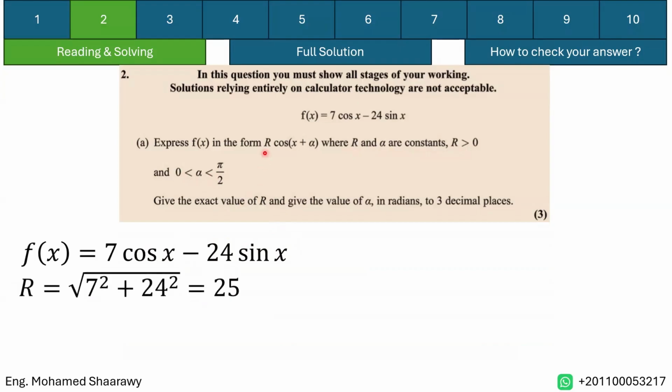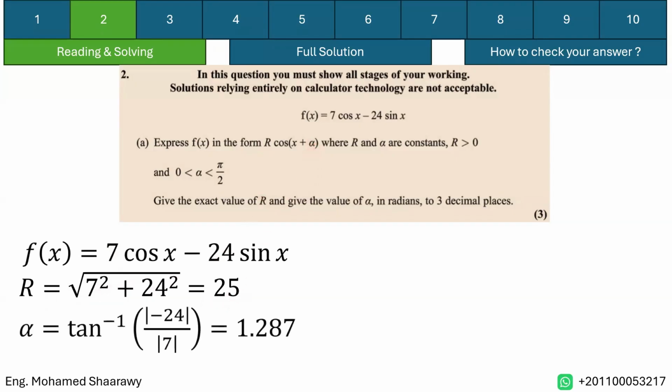It's r equals the square root of the amplitude squared plus the amplitude of the sine squared. So r is equal to the square root of this amplitude squared plus this amplitude squared. It gave me 25. In order to get alpha, alpha is always the shift, or the arctan of the second term, the absolute of the second term, or actually the coefficient of it. So it's the absolute of the coefficient of the second term over the absolute of the coefficient of the first. It's always given like that.